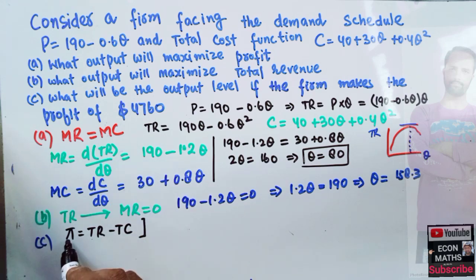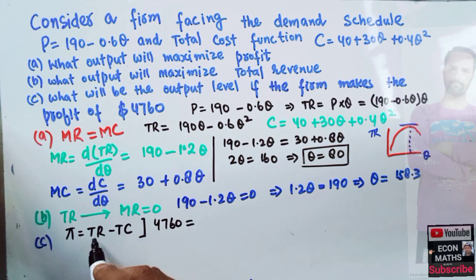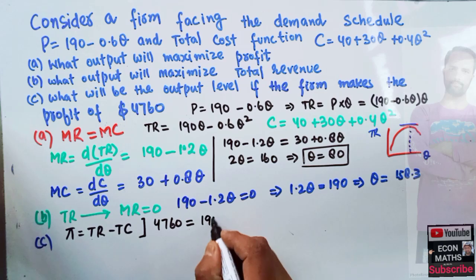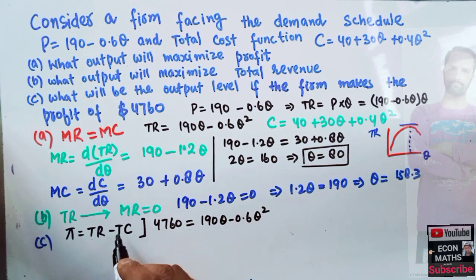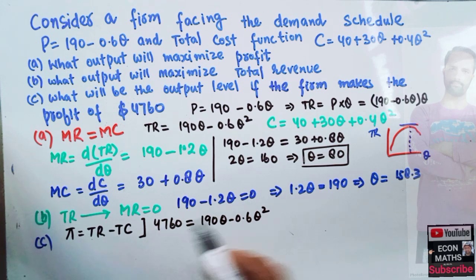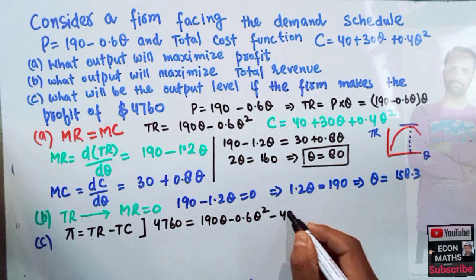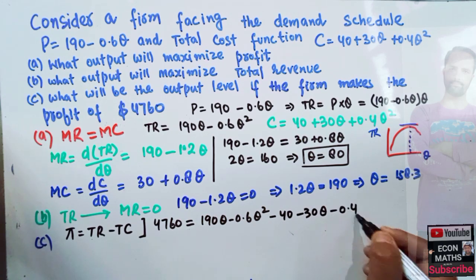Let's write in place of pi 4760. And what is our total revenue function? We calculated it. It will come out to be 190q minus 0.6q square. To this we have to subtract the total cost function that is given. So we subtract this very function: minus 40 minus 30q minus 0.4q square.